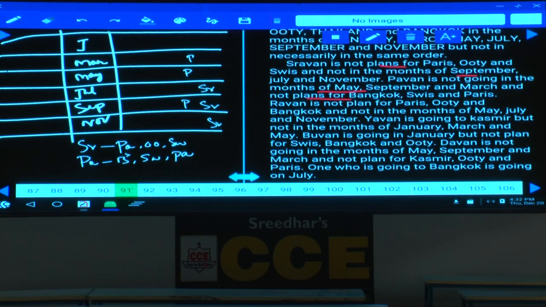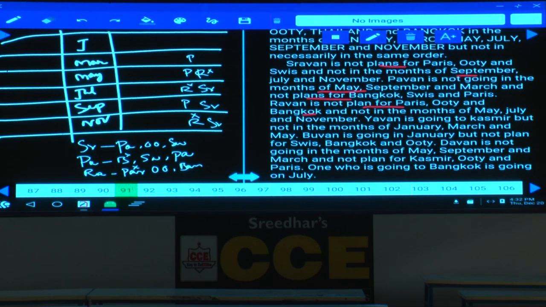And Ravan is not planning for Paris, Ooty and Bangkok. Ravan is not planning for these 3, and not in the months of May, July and November. In November, Ravan is not here.